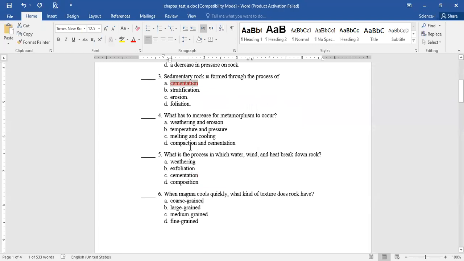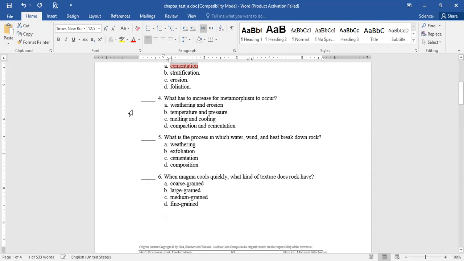What has to increase for metamorphism to occur? To have a metamorphism process, the process in which a rock changes into another type of rock or changes into metamorphic rock, we need some conditions. What of these is necessary to have metamorphism? Yes, Karim? Karim?